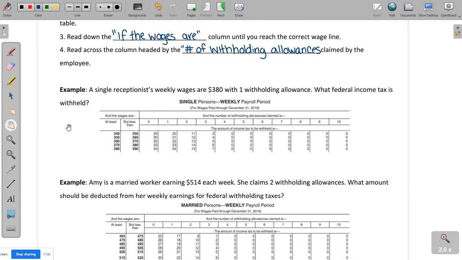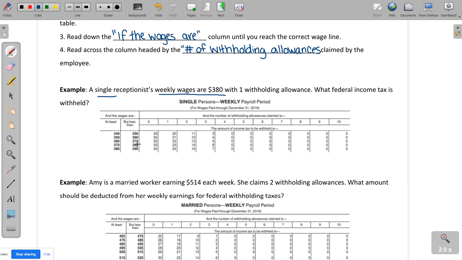A single receptionist's weekly wages are $380 for one withholding allowance. What federal income tax is withheld? I snipped out part of the table so it's easier to refer to. So we need to look at the single person, and our weekly wages are $380. Let's find where $380 is.